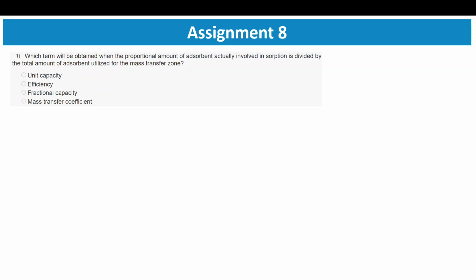Okay, so here the answer is fractional capacity, because the key term here is that you are focusing on the proportional amount of adsorbent used, right? If the ion exchange resin has some capacity, there are chances that it will not be totally used. So fractional capacity is the correct answer here.